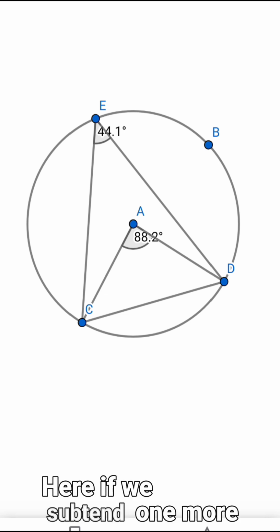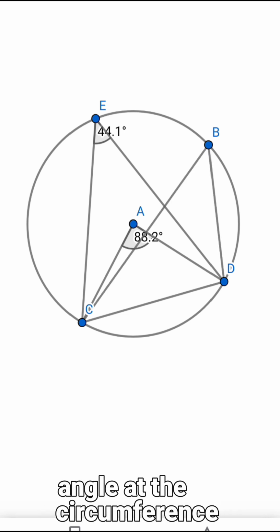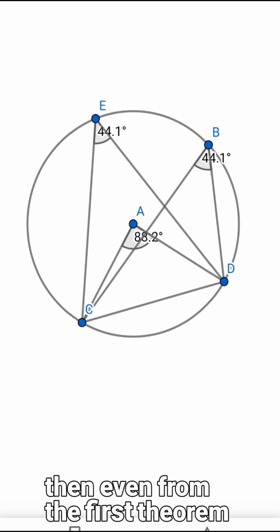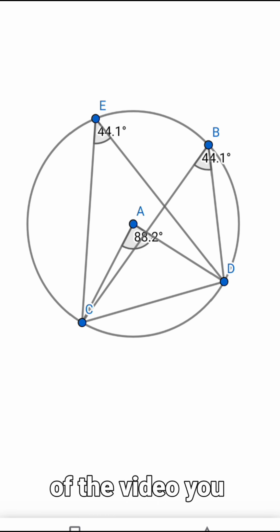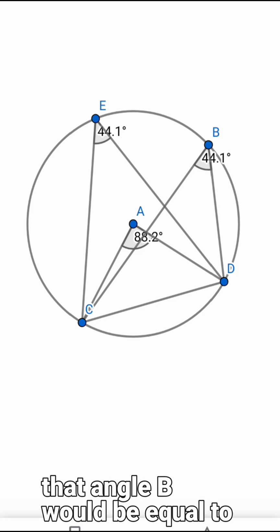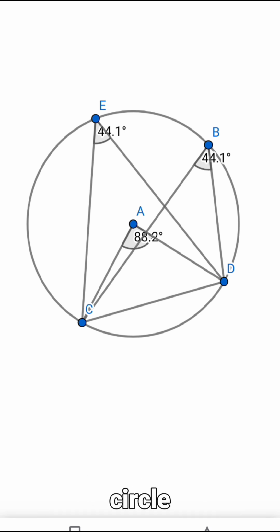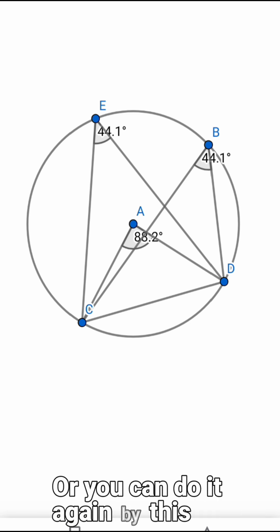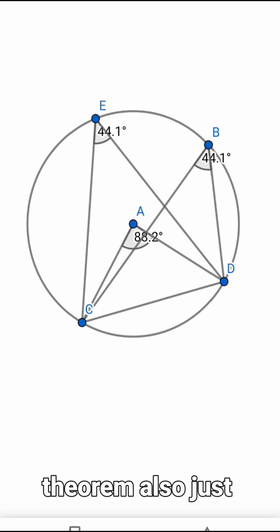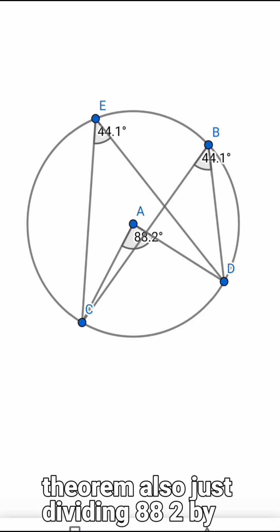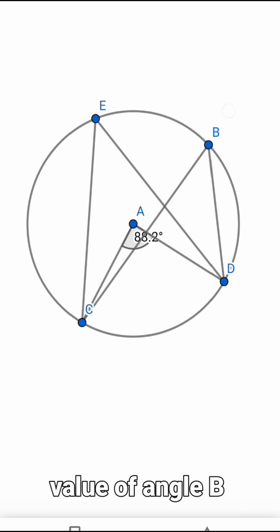Here if we subtend one more angle at the circumference, then even from the first theorem of the video, you can understand that angle B would be equal to angle E because they both belong to the same segment of the circle. Or you can do it again by this theorem also, just dividing 88.2 by 2 and then you will be getting the value of angle B.